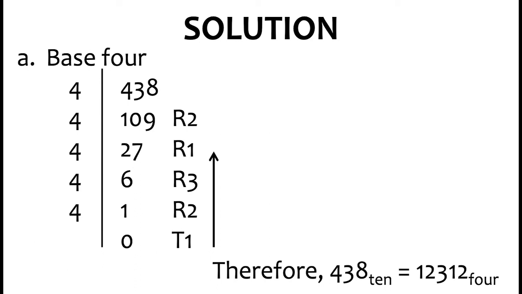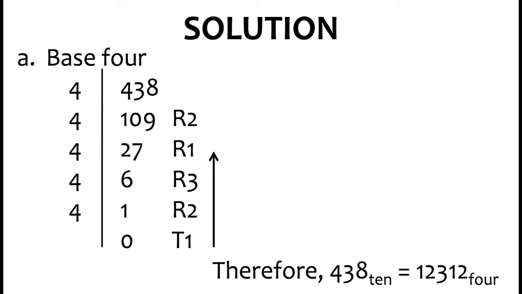Move again, 109 divided by 4. 4 in 10, 2. 4 in 29, 7. And 4 times 7 is 28. So remainder 1. 27 now divided by 4 will be 6 times. And 6 times 4 is 24. Now remainder 3. Because 27 minus 24, you'll be having 3 as your remainder.